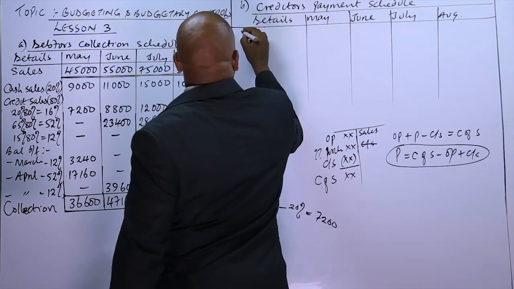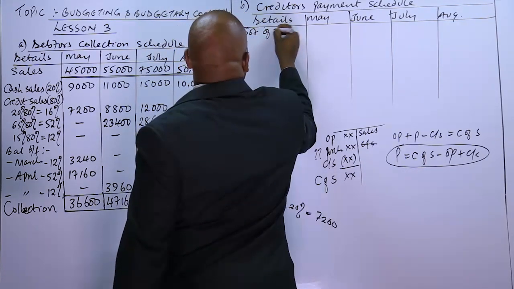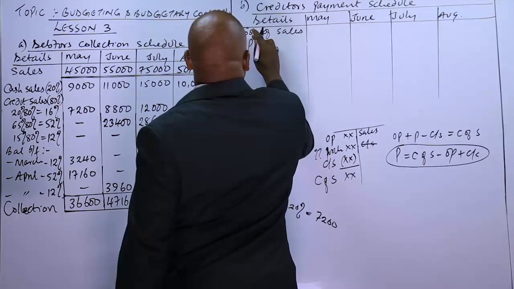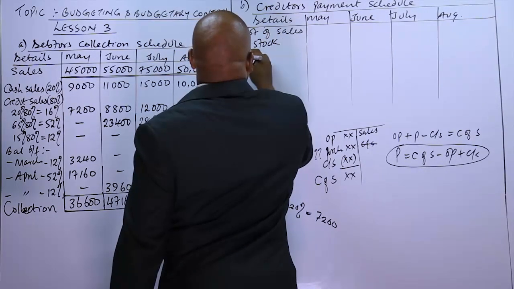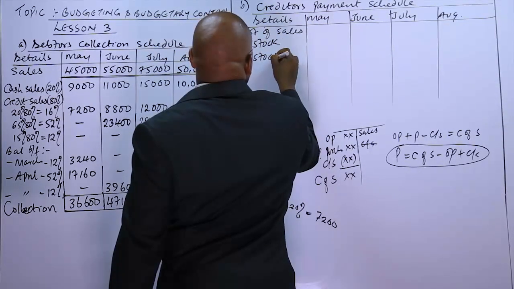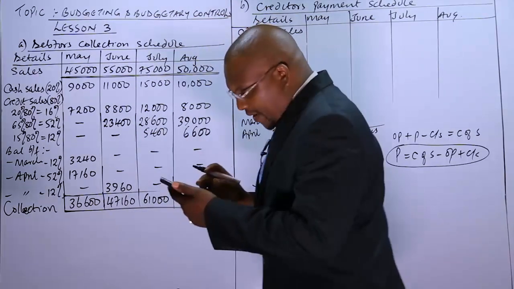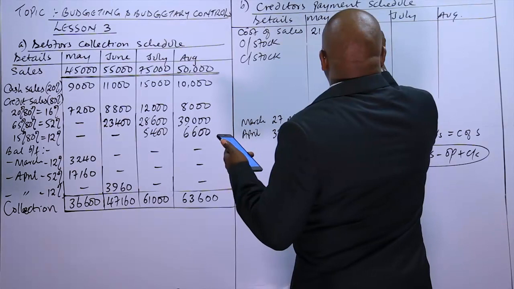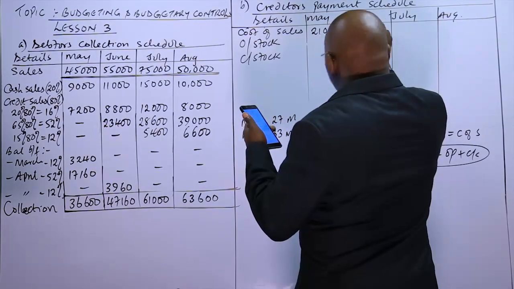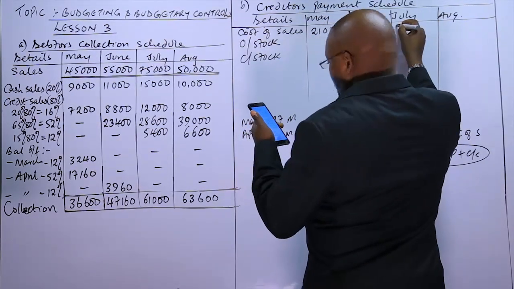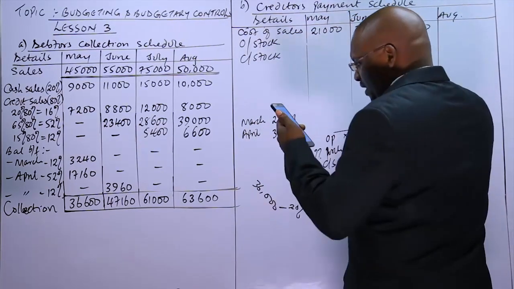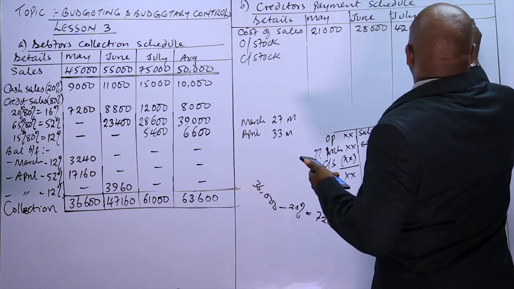This is the cost of sales. We have opening stock, and you have the closing stock. The cost of sales has been given there as 21,000 for the month of May, 28,000 for the month of June, 42,000 for the month of July, and 22,000 for the month of August.